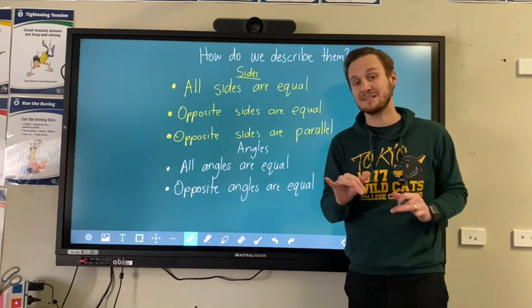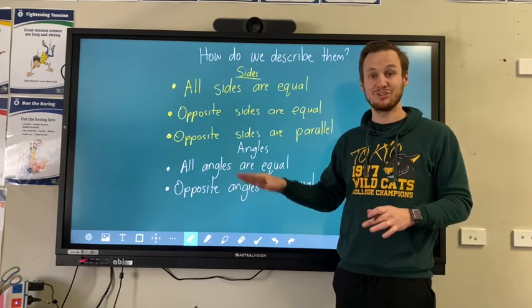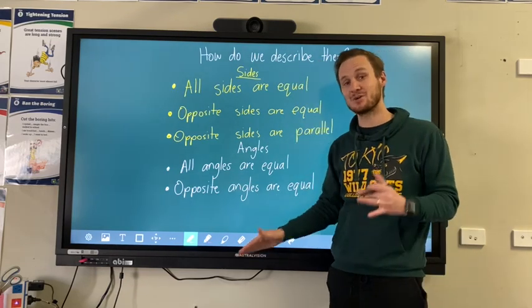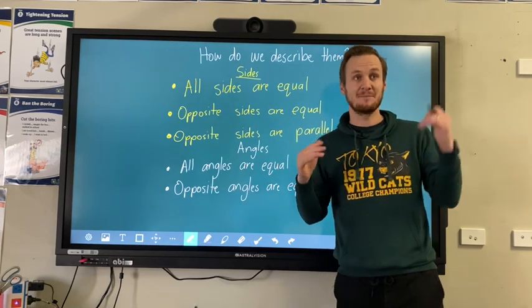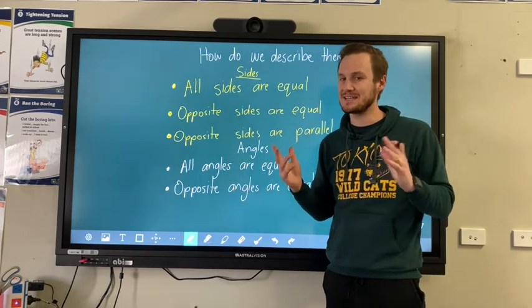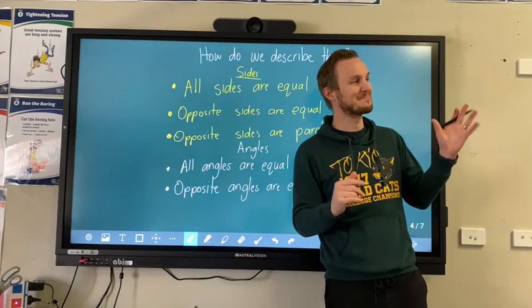So when you're properly describing the properties of a quadrilateral, you need to make sure you include all of these, otherwise it could be a different shape. If you want to say the opposite angles are the same, well, that's the case in a rhombus sometimes.